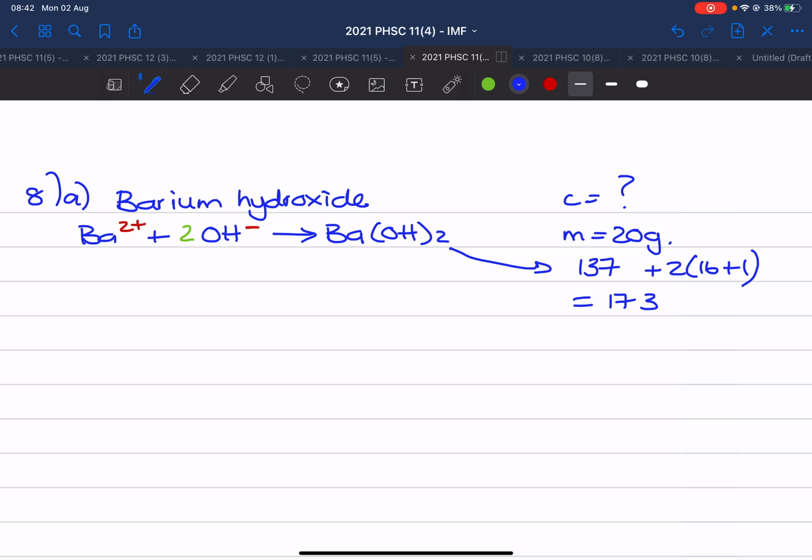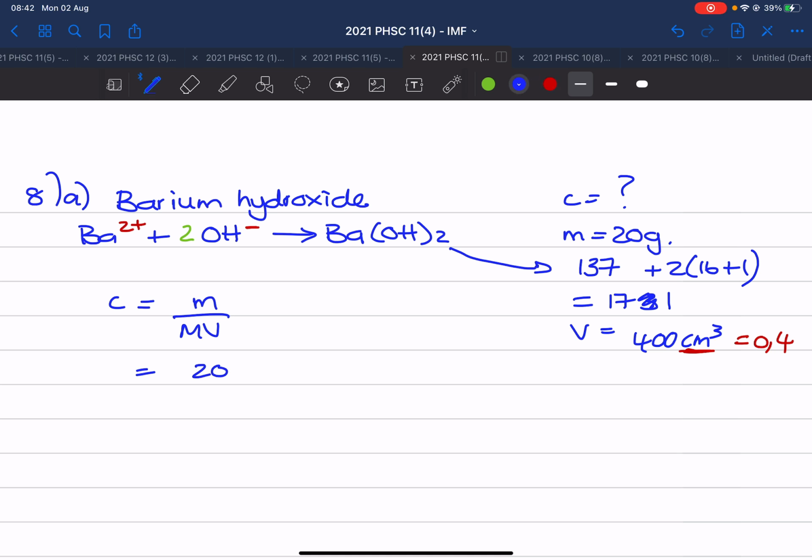So if we calculate that, then we get it to be 173. Oh, no, not 173. I'm sorry. I did the wrong calculation. 171. Okay. Right. So to get the concentration will be mass over molar mass times volume. I forgot to write down the volume. Let's say the volume is 400 cubic centimeters. We say no, we don't like that. We must divide by 1,000.